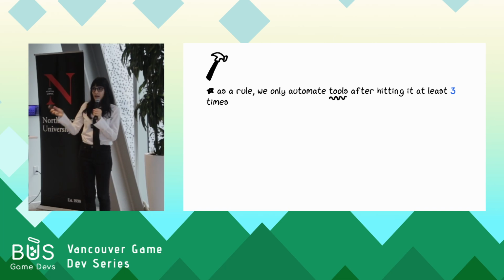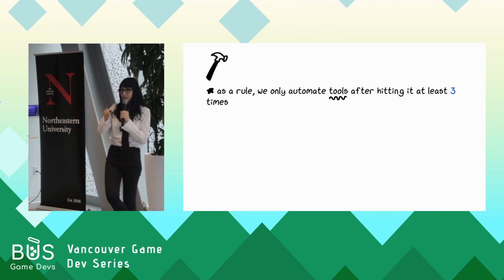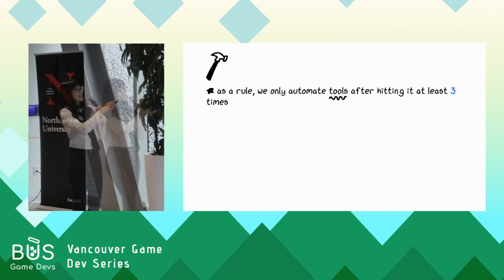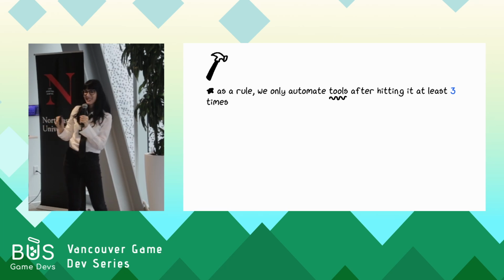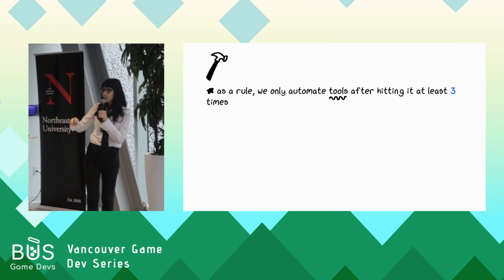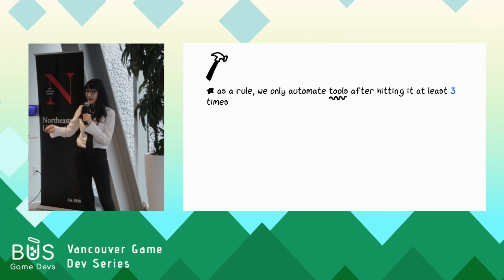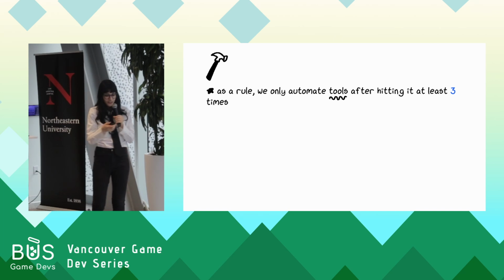And also, the whole thing about only doing one system applies to tools. As a rule, we only automate tools after hitting the need at least 3 times. If you just did it once, it's not certain to be a tool. But if we did it more than 3 times, then it's definitely a good time, and we will just reuse the tools forever. Like in the next games, we'll use that. It's such a good time investment, in my opinion.